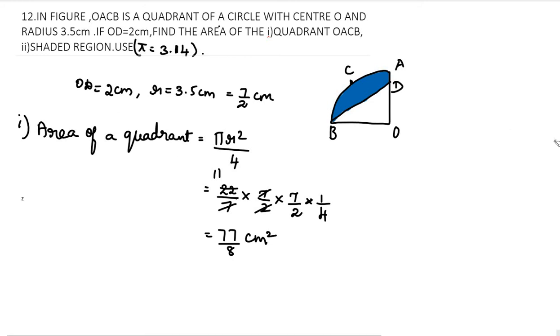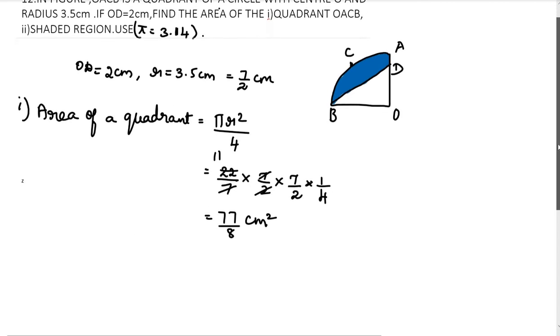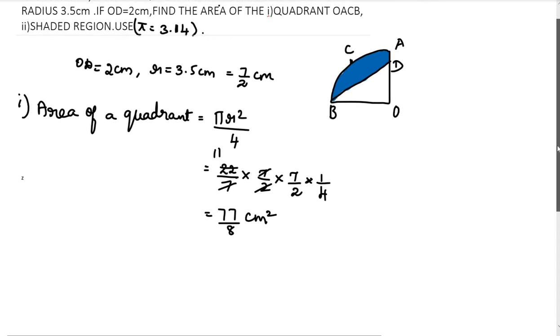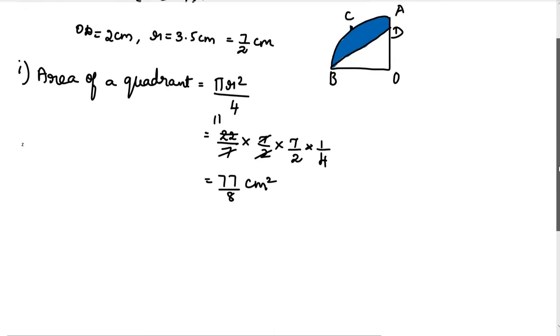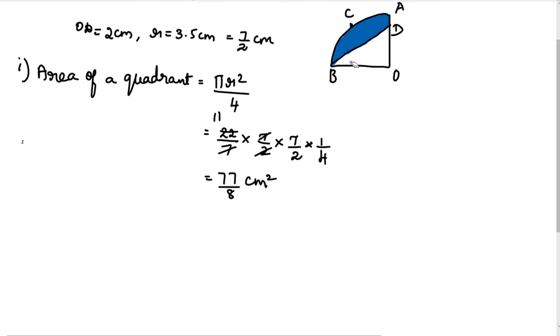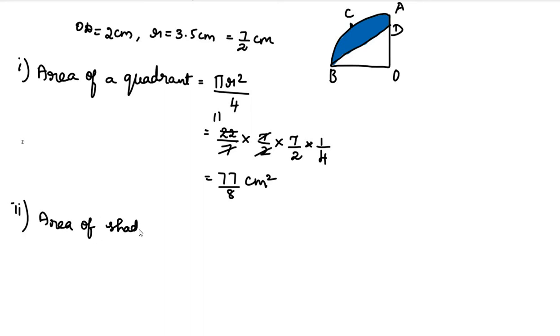Okay. And let us do the second one. Quadrant OACB, that is over. Now we are going to see the shaded region. How will you find the shaded region? Area of a quadrant minus area of triangle, right? So we are going to find the area of the shaded region. Area of a quadrant minus area of triangle.